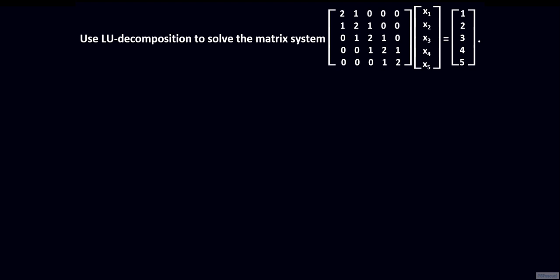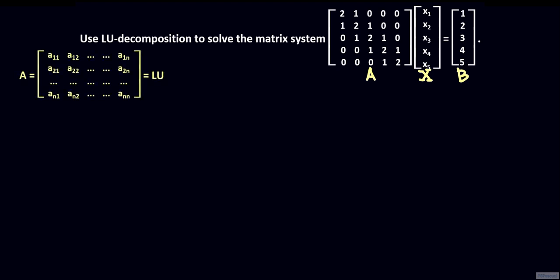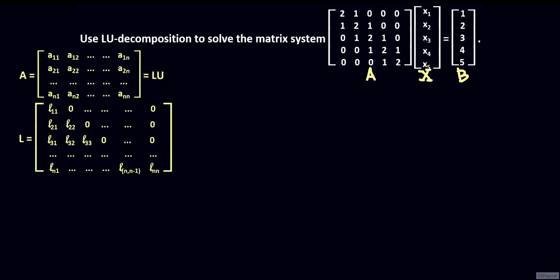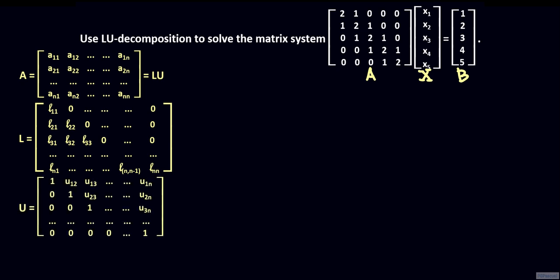In this lecture, we have an example where we apply the LU decomposition to solve the matrix system of equations A times x equals b, where A is given by this tridiagonal matrix and b is this constant vector. x is the vector of 5 unknowns, x sub 1, x sub 2, x sub 3, x sub 4, and x sub 5. We assume that A can be written as the product of a lower triangular matrix L and an upper triangular matrix U.